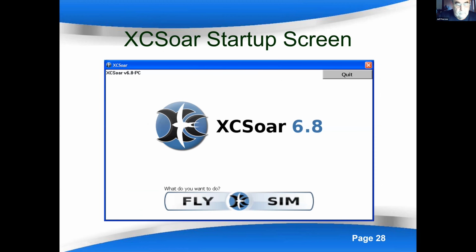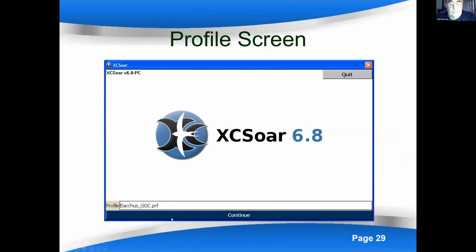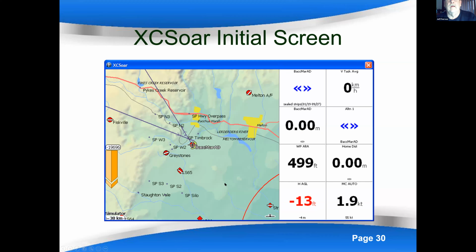Right. Now this is basically just running through the type of screens that you'll tend to see flying a simple task. So the startup screen we've already seen before. You go in there, you choose the appropriate profile. You may have various profiles set up for different aircraft, different pilots, different sites. Choose the appropriate one. And that's our starting screen.